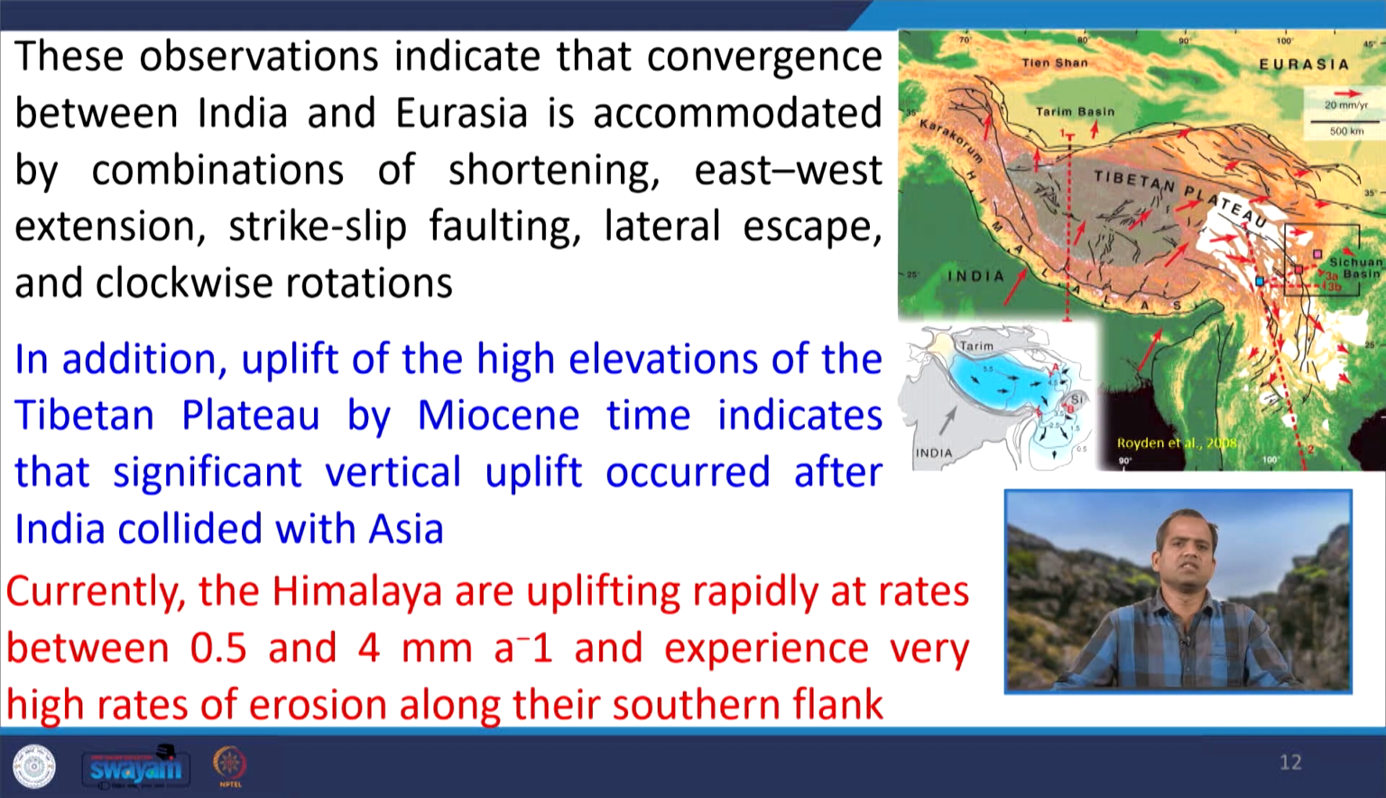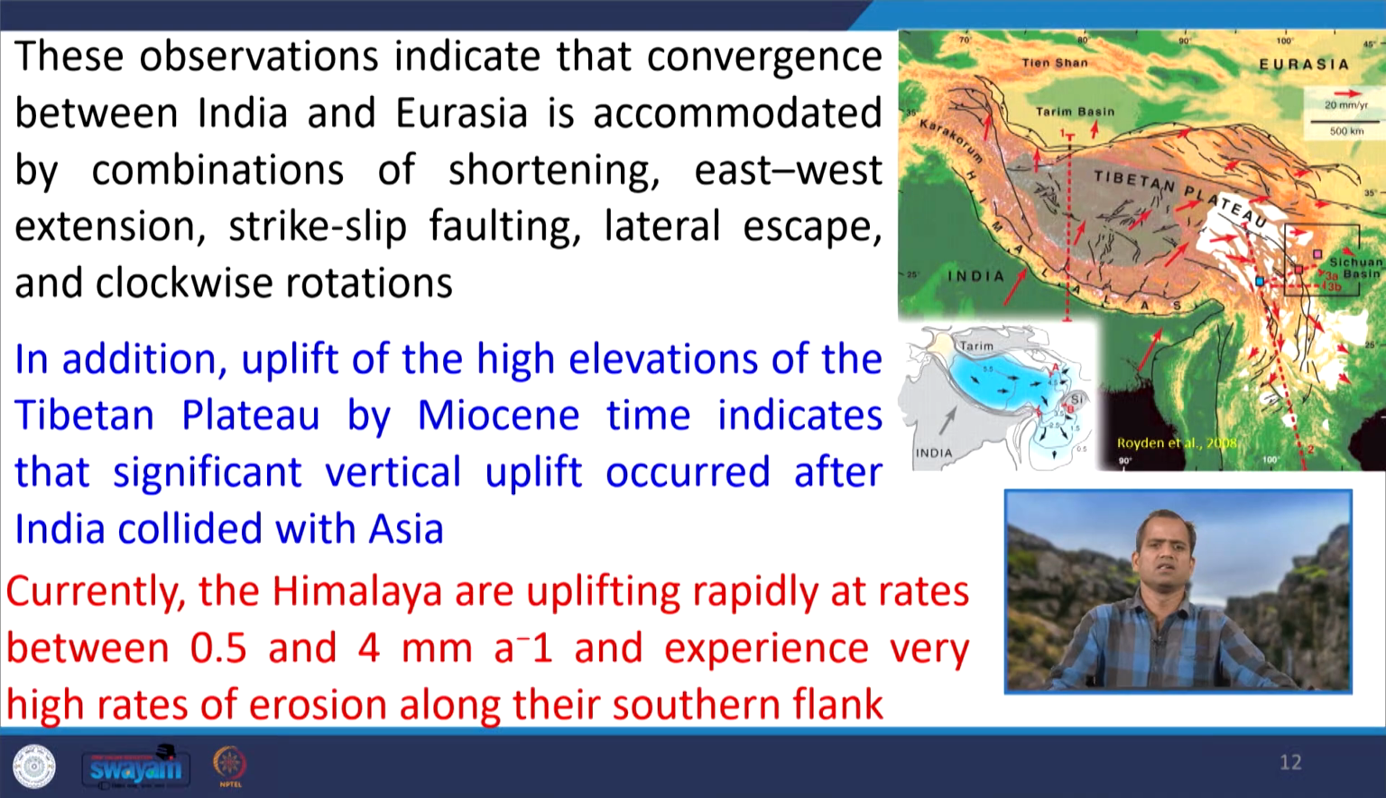These observations indicate that the convergence between India and Eurasia is accommodated by a combination of shortening, east-west extension, strike slip faulting, lateral escape and clockwise rotation. In addition, uplift of the higher elevations of the Tibetan plateau by Miocene time indicates that significant vertical uplift occurred after India collided with Asia. So, not only strike slip motion and thrust motion accommodate the movement of India and Eurasia; there is also a rise of the plateau and the mountain system.